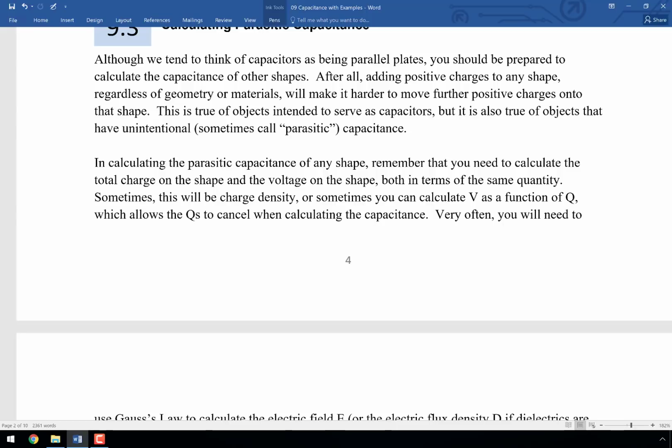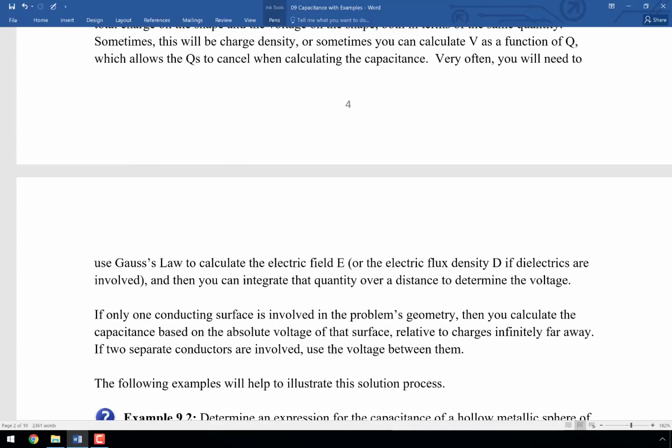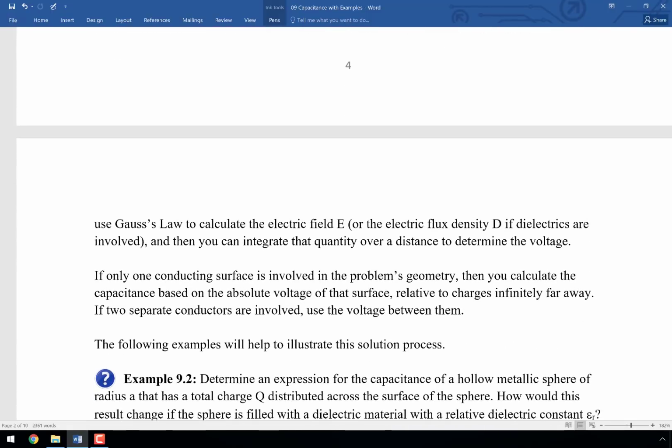It could be that it's in terms of a rho sub S or a rho sub V, or it could be a rho sub L, or it could just be that you want to calculate both in terms of Q. So if you can find a function that lists V as a function of Q, then they'll naturally cancel each other out.